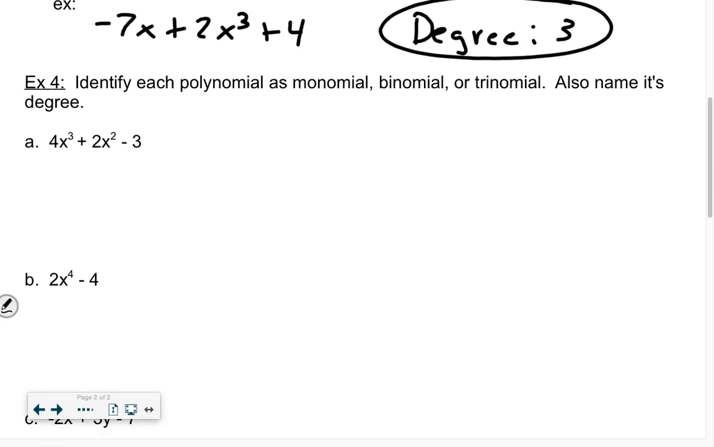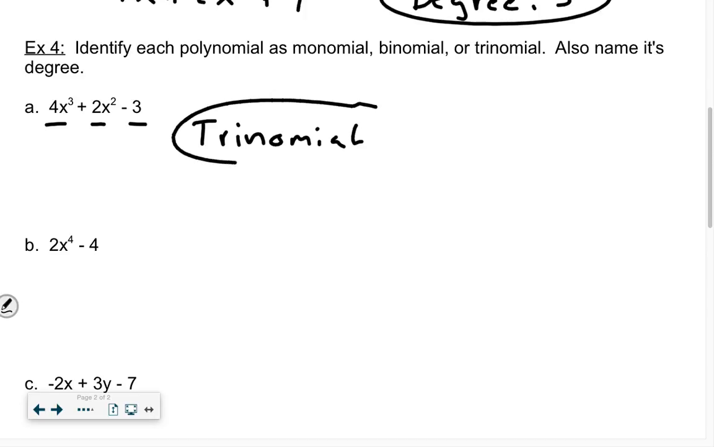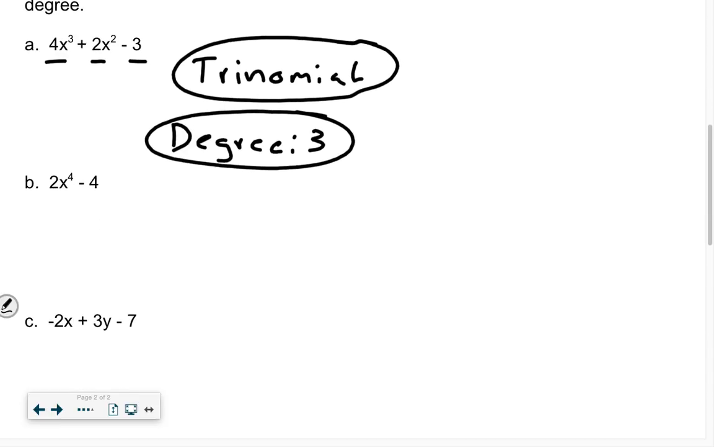So for example number 4, we're going to first identify whether it's a monomial, binomial, or trinomial, and then we're going to identify the degree. So let's start with identifying the monomial, binomial, trinomial part of it. So we ask ourselves, how many terms do I have here for part A? Well, I have three terms, 1, 2, and 3, hence trinomial. And now if we want to go ahead and identify the degree, we ask ourselves, well, what's the highest exponent that we have? Well, it's 3. So this would be a trinomial with a degree of 3.